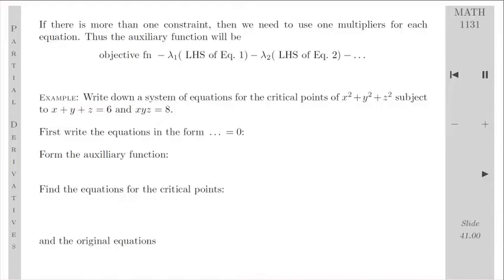Welcome. Next, we are going to look at how to deal with situations where there is more than one constraint when we use the method of Lagrange multipliers. The answer is simply that you use one new multiplier for each equation.